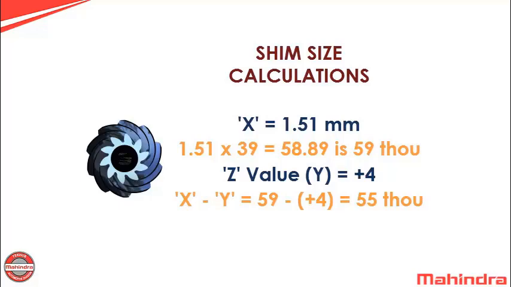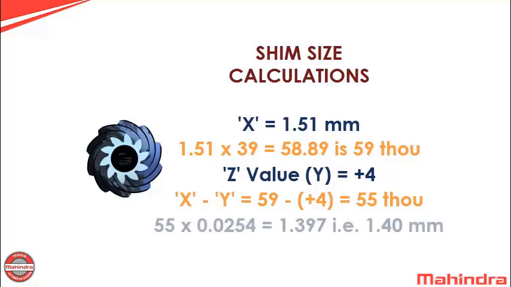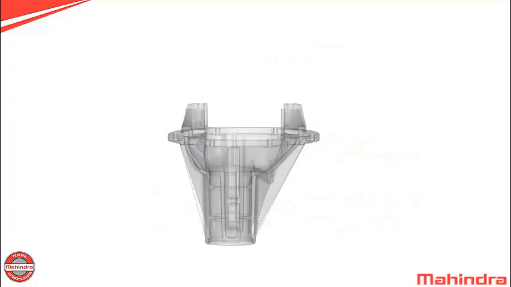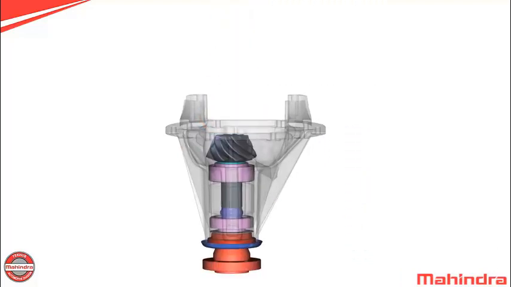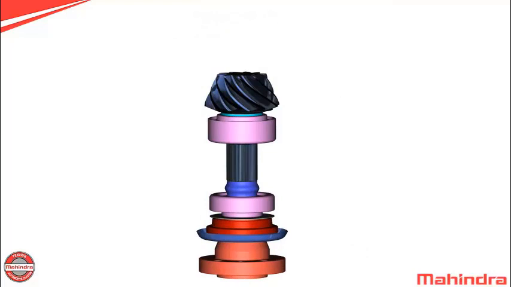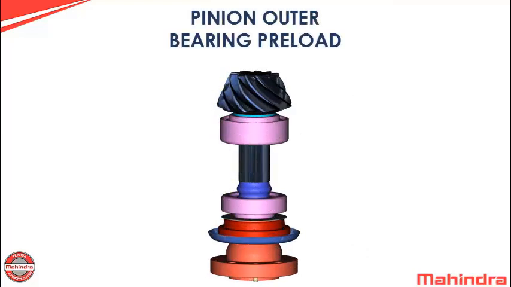Convert thou in millimeters, that is 55 into 0.0254, that is 1.397, that is 1.40 millimeters. Assemble existing pinion with this shim size. Pinion outer bearing preload. To maintain the pinion outer bearing preload, collapsible spacer is used.